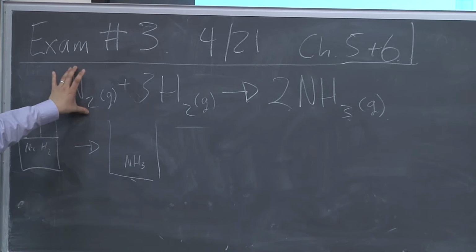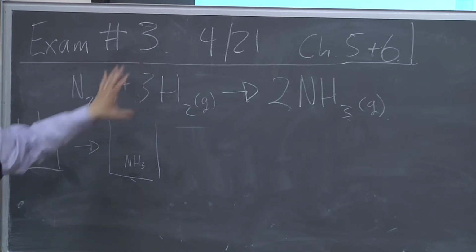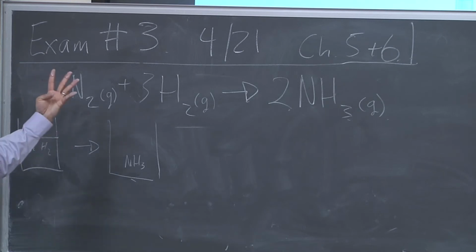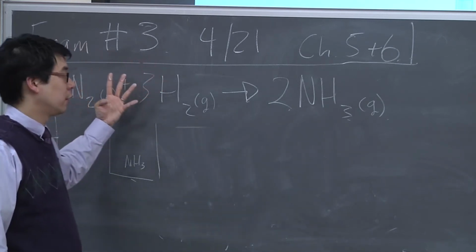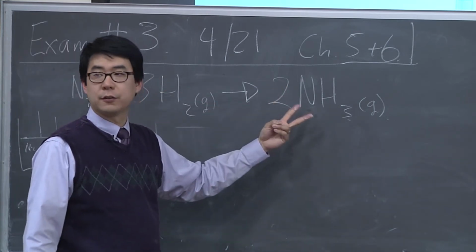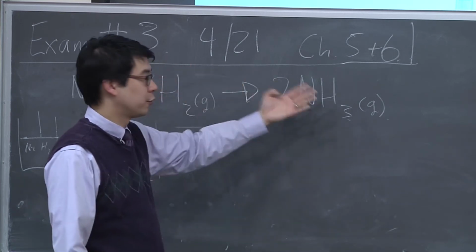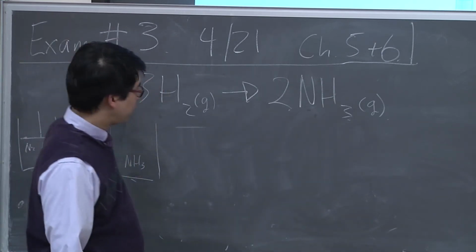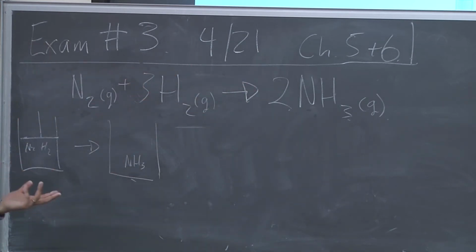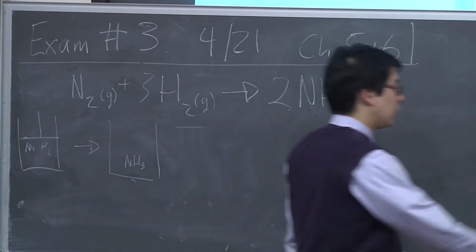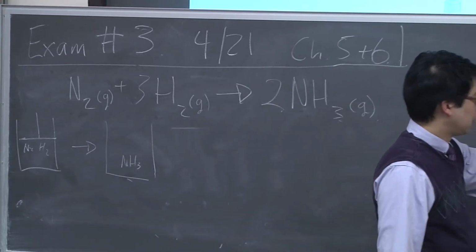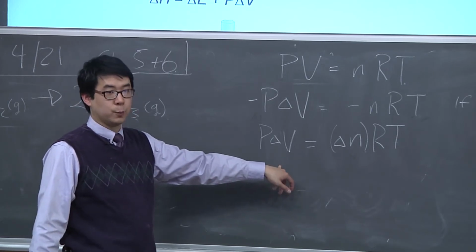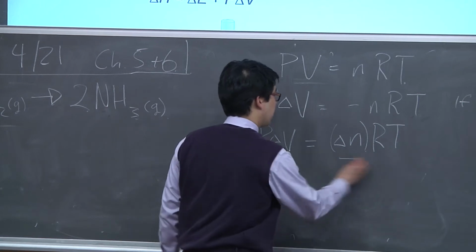I have 1 unit of N2 gas combining with 3 units of H2 gas, mole equivalents. How many total is that? 4. Those 4 units of gas are reacting to give me 2 units of gas. What happened to the moles of gas as I went from this side to this side? It decreased, as the reaction is written, by 2 moles. If I have a decrease in 2 moles, what does this tell me? That tells me I'm going to get a corresponding decrease in volume. So that's what this is going to be good for.